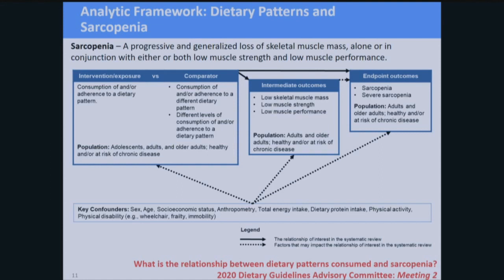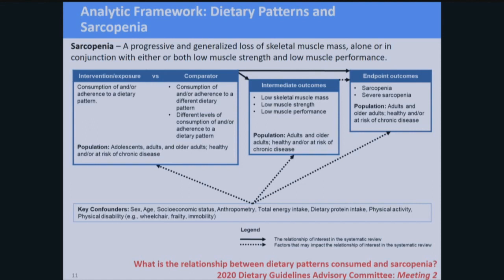The subcommittee discussed and applied a definition of sarcopenia based on the review of the Foundation for the National Institutes of Health Biomarkers Consortium's Sarcopenia Project, as well as the consensus of 3 European working groups that converged to operationally define sarcopenia. The definitions those groups presented generally aligned on parameters of low skeletal muscle or lean mass, low strength or weakness, and/or low muscle performance. That is, mobility impairment, walking speed, or function. Therefore, the definition for sarcopenia applied to this systematic review is progressive and generalized loss of skeletal muscle mass alone or in conjunction with either or both low muscle strength and low muscle performance.